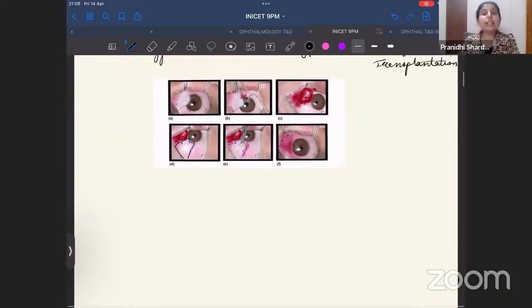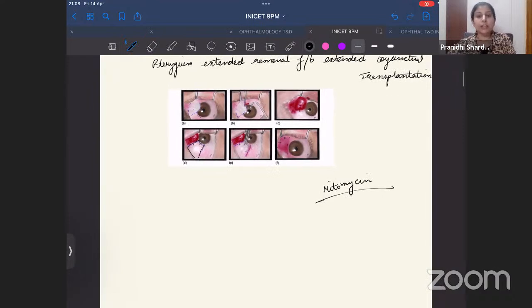Okay, another technique we can use is mitomycin. We can also use mitomycin C, which can reduce the formation of the fibrovascular growth and can help to remove or reduce the recurrence of the lesion.